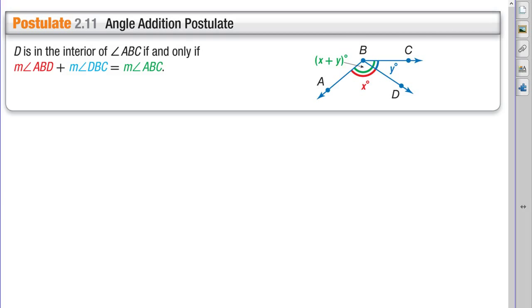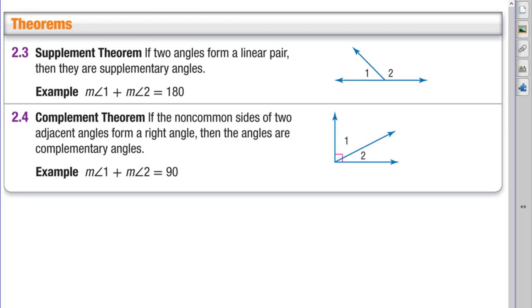All right, now, the next theorem is actually a problem we've done before. It's the supplements theorem. The supplements theorem states that if two angles form a linear pair, then they're supplementary angles. The complements theorem is similar. Supplementary means adds to 180. Complementary means adds to 90. So the complements theorem states that if the non-common sides of two adjacent angles form a right angle, then the angles are complementary.